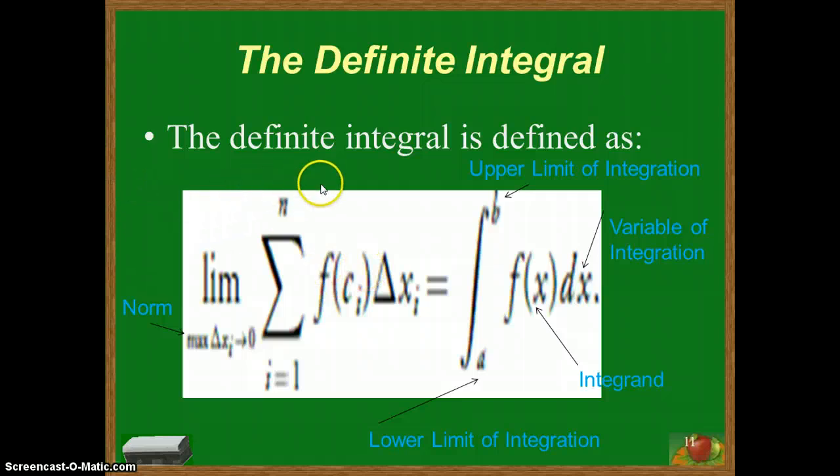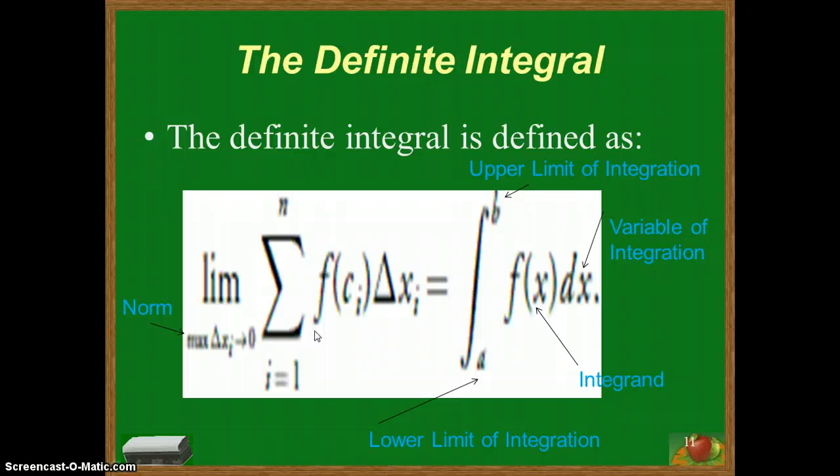The definite integral is defined as the limit, counter once again, i equals 1 to n, of f of c_i, those would be the heights of the rectangles, times delta x_i, the base of the rectangle, okay? As, and this image uses a different notation for the norm, they say the maximum delta x_i, that would be the norm, goes to 0. Okay, this is powerful.